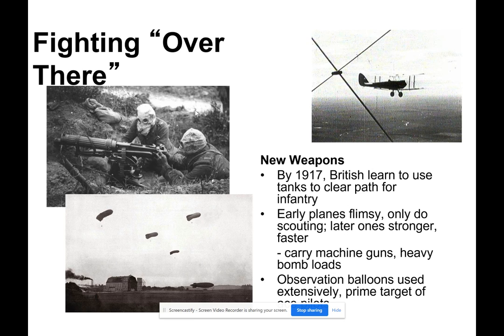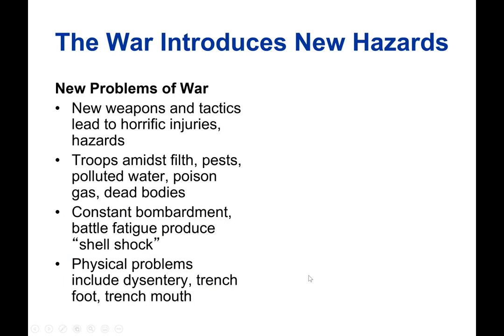New weapons were established by 1917, and the British learned to use tanks in order to clear a path for their infantry. Early planes are flimsy, and they only do scouting. Later on, we're going to see planes get stronger and faster, and they will be able to carry machine guns and heavy bomb loads. Observation balloons are used extensively, and they are a prime target of ace pilots. So we're also going to see the war introduce new hazards.